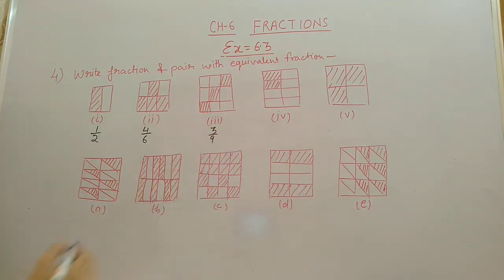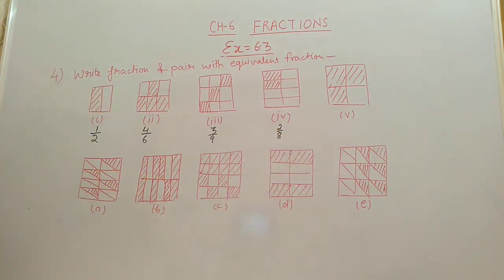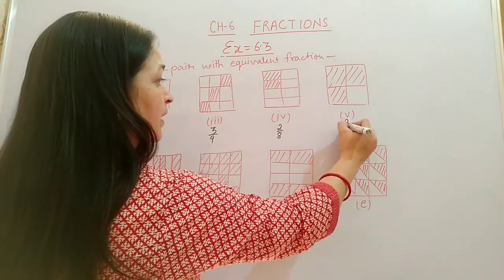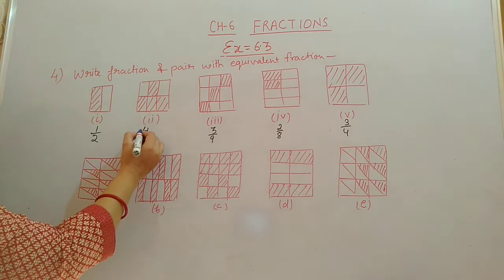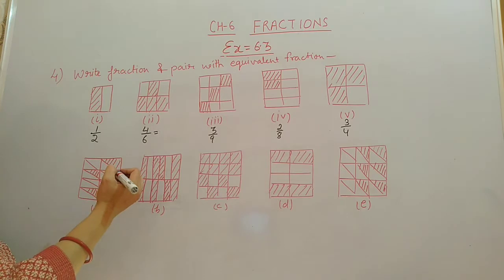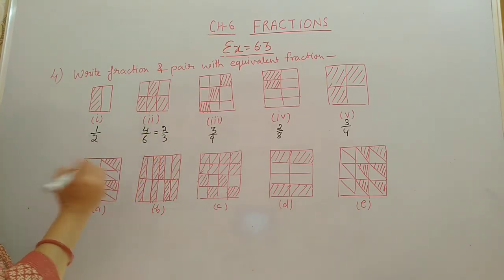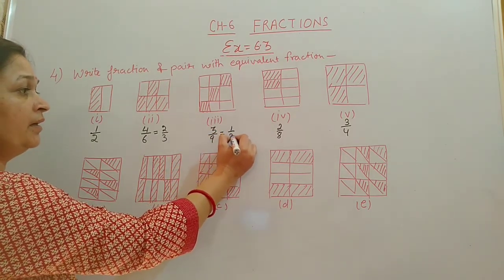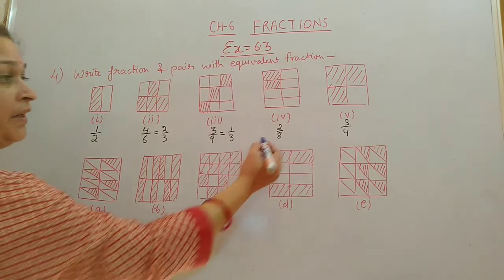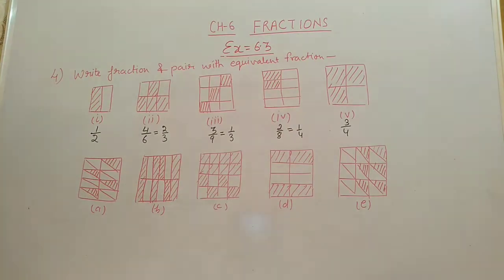Then in the fourth one, 2 are shaded out of 8. And in the last one, 3 are shaded out of 4 parts. So these are our fractions, and we will change them into simplest form also. Like here, if you cancel by the 2 table, you will get 2 by 3. 2 2s are 4, 2 3s are 6. Similarly here, if you cancel by the 3 table, you will get 1 by 3. Next, 2 by 8 also, if you cancel with the 2 table, you will get 1 by 4.